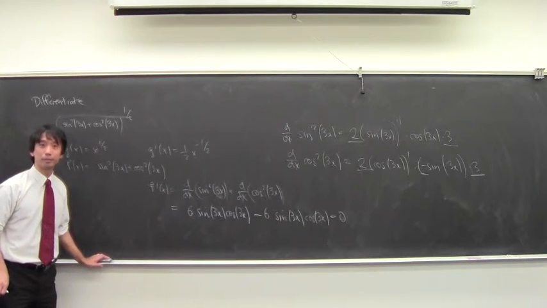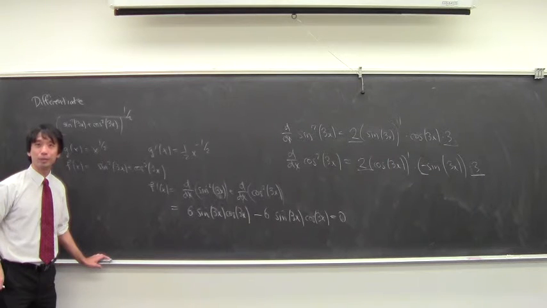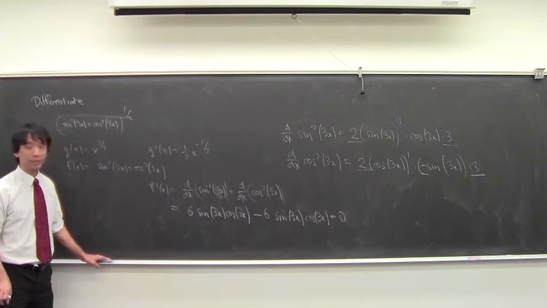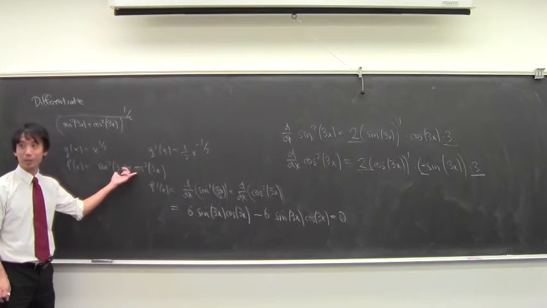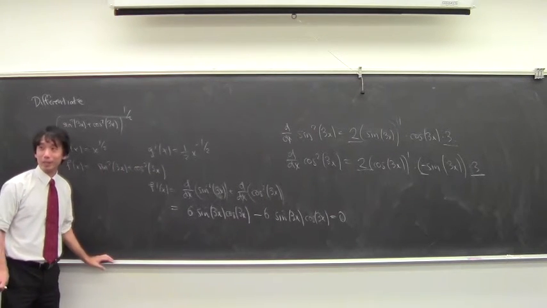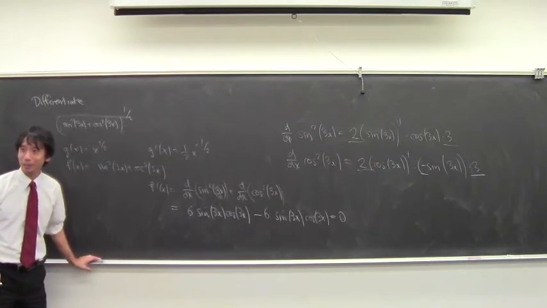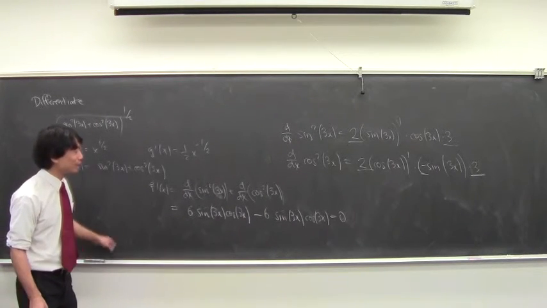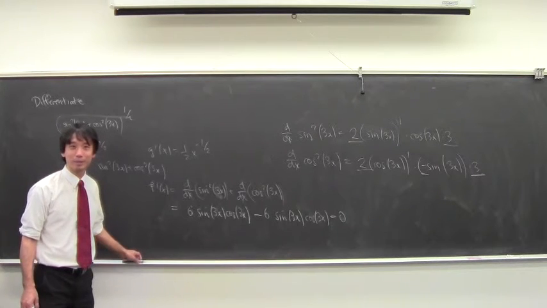Question? Which identities do we need to know? This identity is just the Pythagorean identity, sine squared plus cosine squared. That's it, because some of them are kind of obscure. I wouldn't worry about it. I'm not going to ask you about the addition formulas. This is not a trigonometry class.